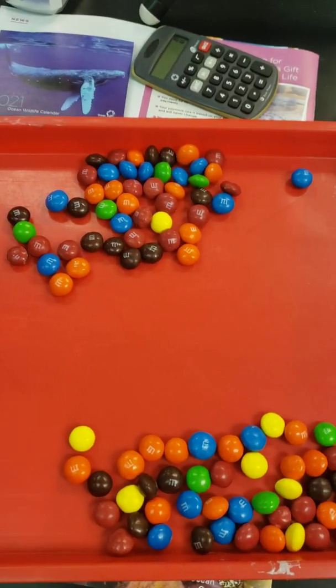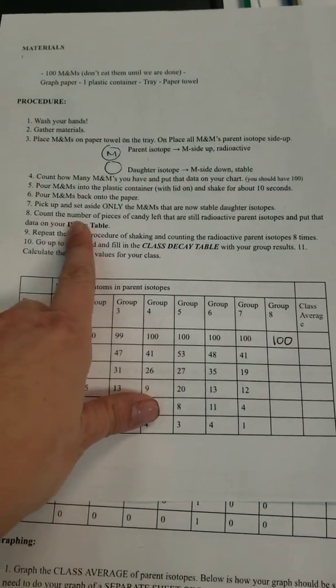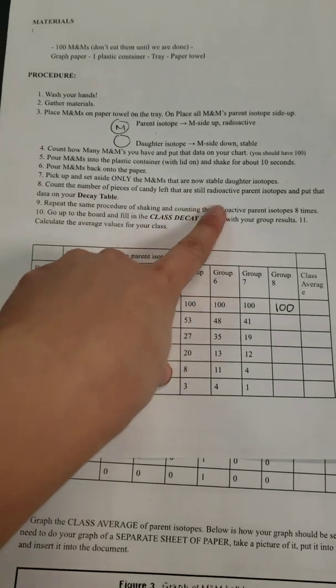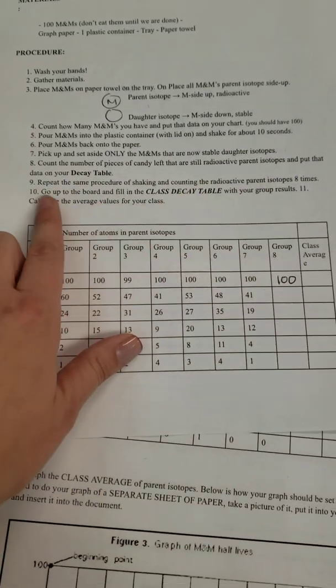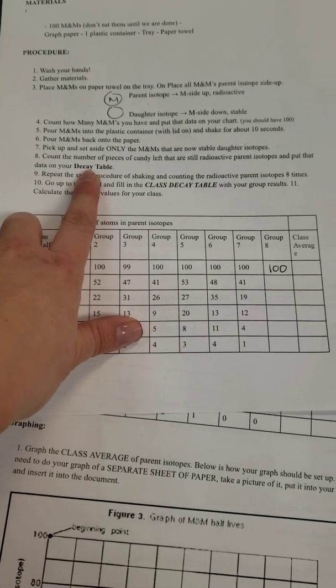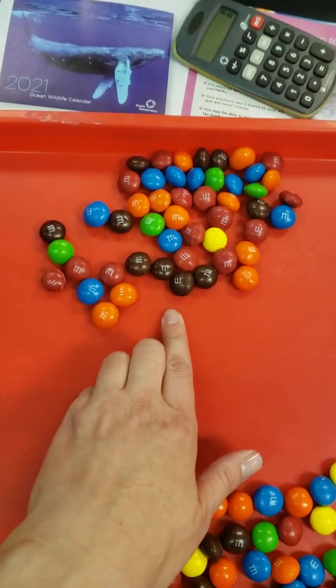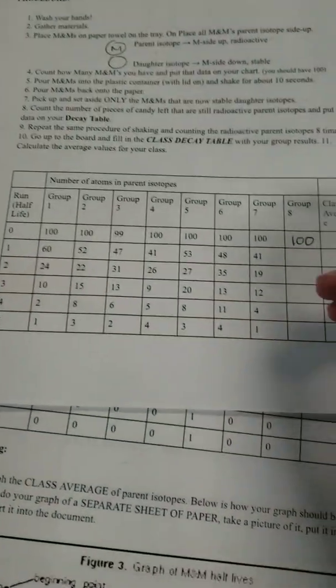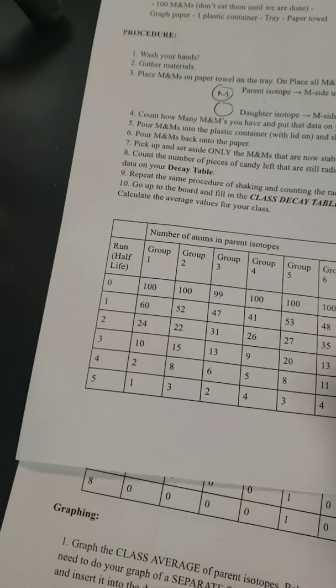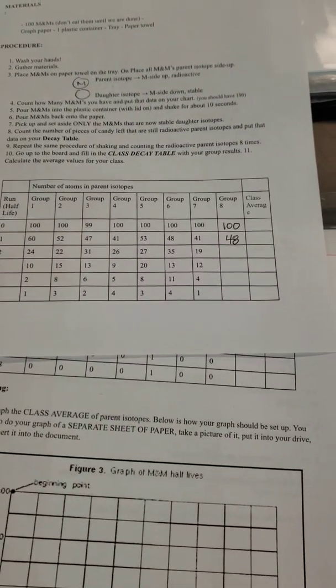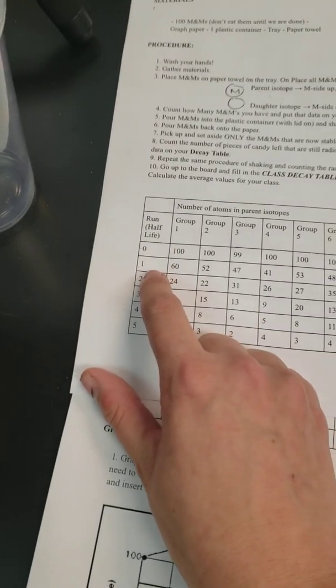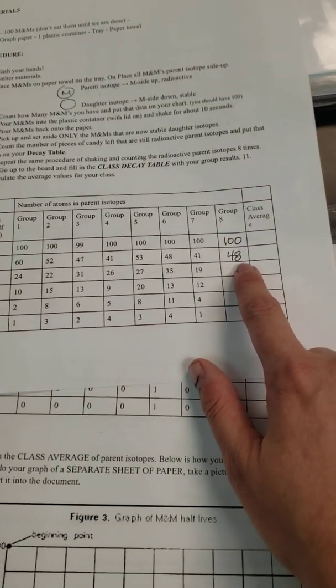Okay, I have now separated them into different piles. And then it says, count the number of pieces of candy left that still are radioactive parent isotopes and put that in your decay table. So we started out with 100. And when I counted these, we had 48. So this is going to be after our first shake, our first half-life. So you see half-life over here. This is one half-life, and we have 48 of these M&Ms with the M&M face up.